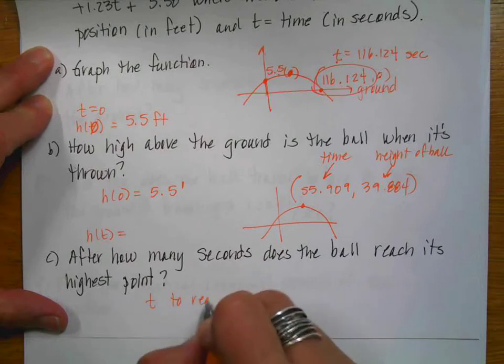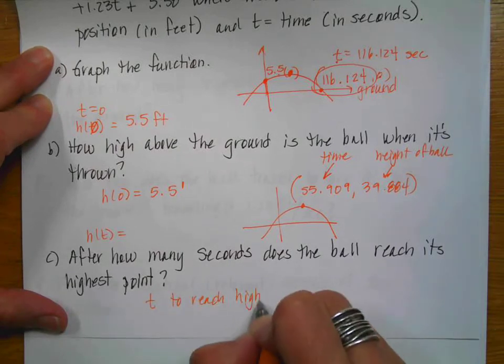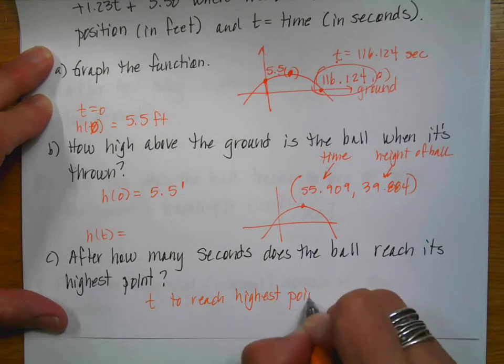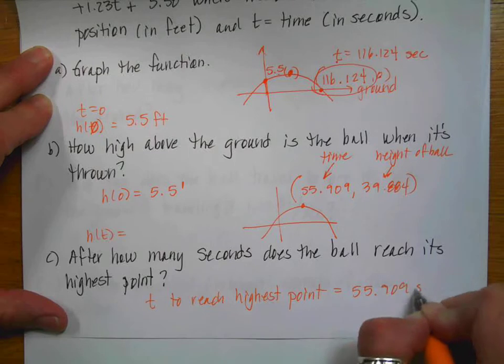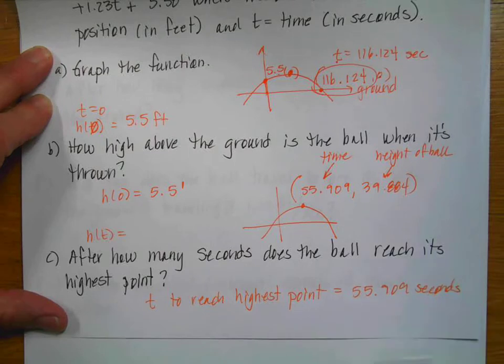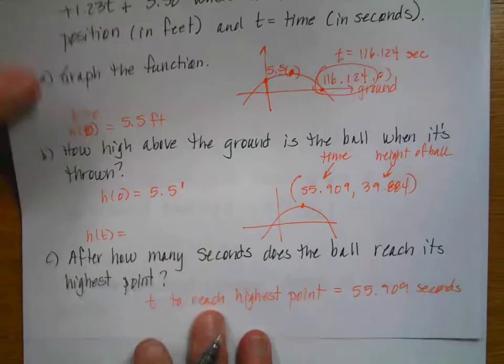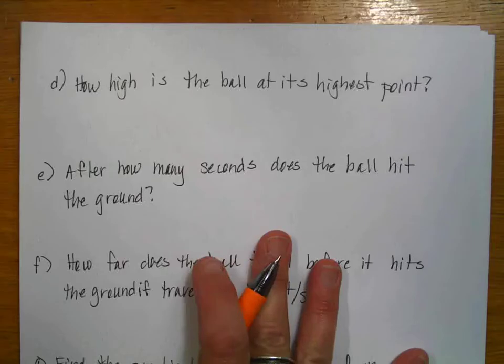So the time to reach the highest point is going to equal 55.909, and in this problem the time unit is seconds. Okay, so now we're going to keep going with our questions.